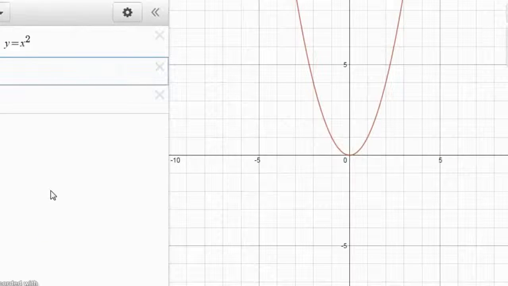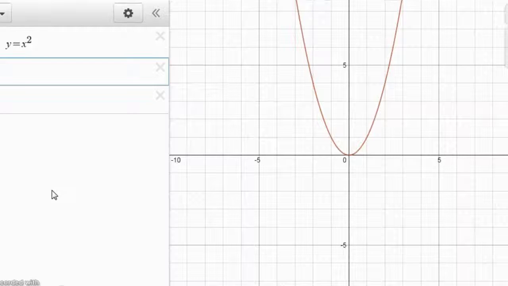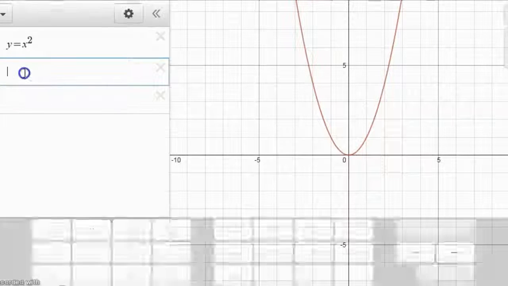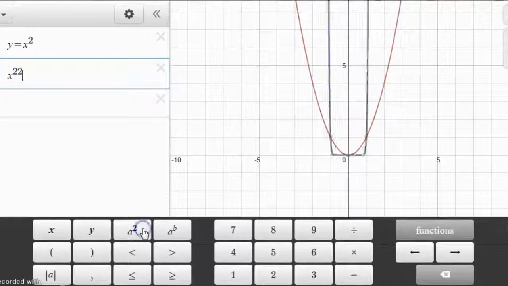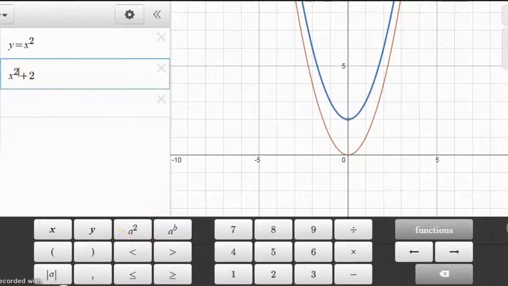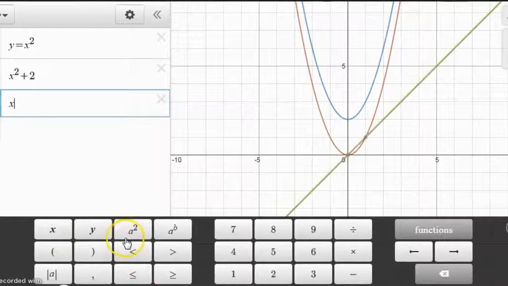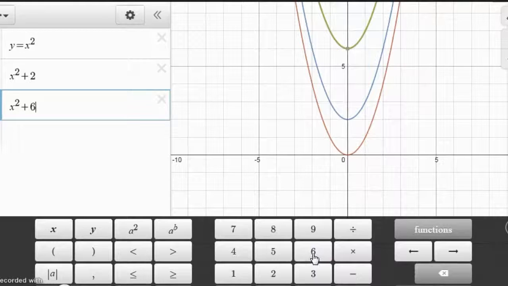We're going to look at transformations of functions. Our parent function for a quadratic is x squared. So we're going to look and see what happens when we add numbers to our function. So I want to see what happens when we have x squared plus 2. Then let's look at x squared plus 6.